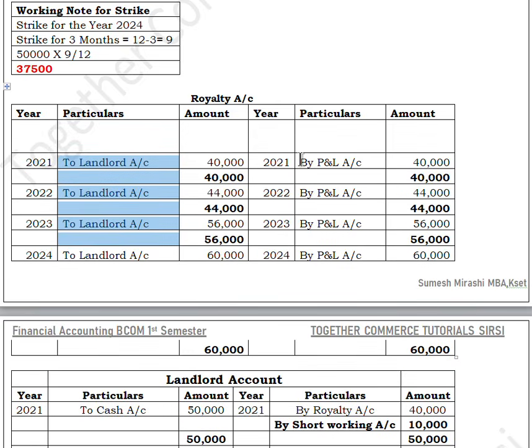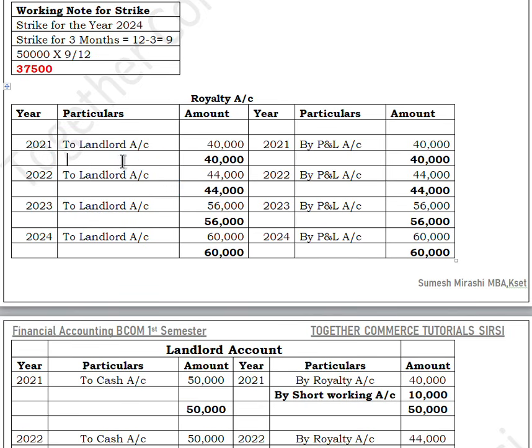Okay, so the entries are like this. On the debit side, it's to landlord; on the credit side, it's by profit and loss.